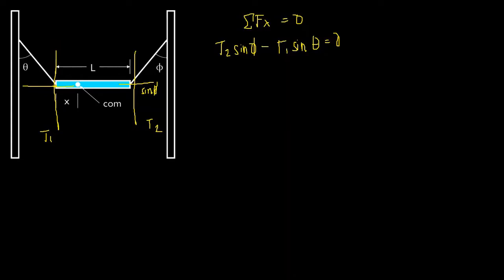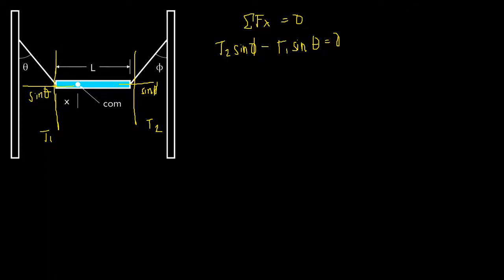And yung sine theta naman natin is papunta sa left. So, ito yan. So, sine theta. Since papunta siya sa left, we assign T1 sine theta as negative. So, yan. So, that is for our summation of Fx.